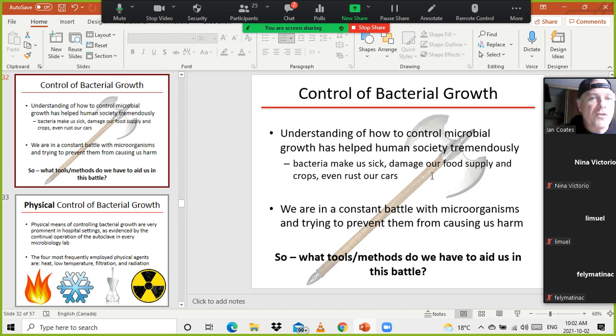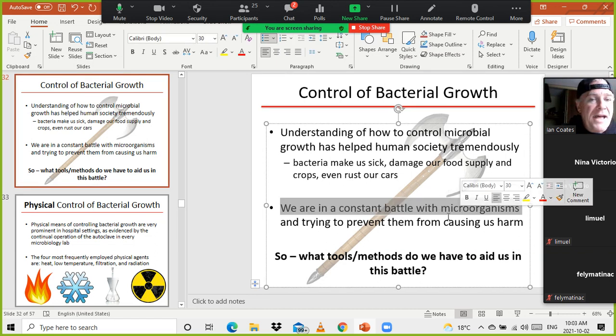Understanding of how to control microbial growth has helped human society tremendously. Like, you think, that's why 1,000 years ago the people were dying at 30 years old. That was elderly because we didn't understand these things. We didn't understand how they grow, but now we do. We understand a lot, right? And it's just like the saying, you can't understand disease until you understand the body. And we're just getting to know the body right now, which means we're able to find out and help prevent disease. But as it says right here, we're always in a constant battle.